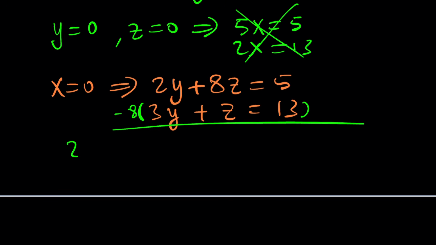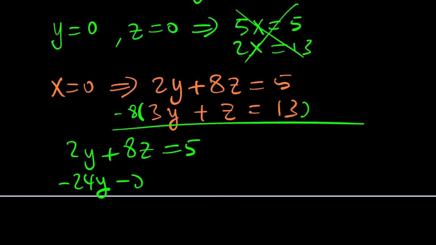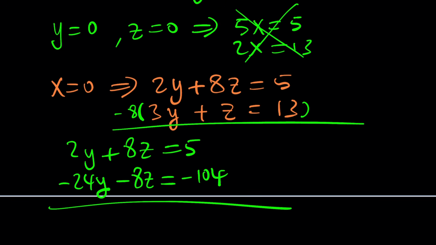And from here, we get 2y plus 8z equals 5. The top one stays the same, and this becomes negative 24y minus 8z is equal to 8 times 13, which is 80 plus 24, which is 104, but that's a negative 104. And now we're going to go ahead and add these up. That's going to give us negative 22y is equal to negative 99. Wait a minute, is that true? I think so. Yeah, that seems to be true to me.